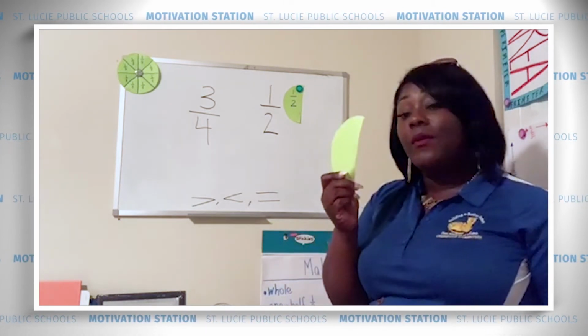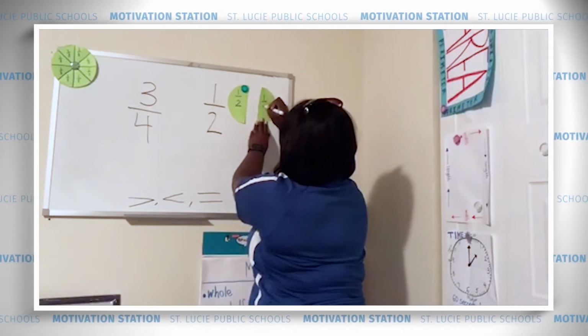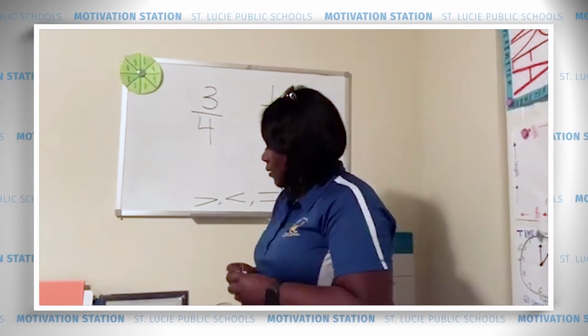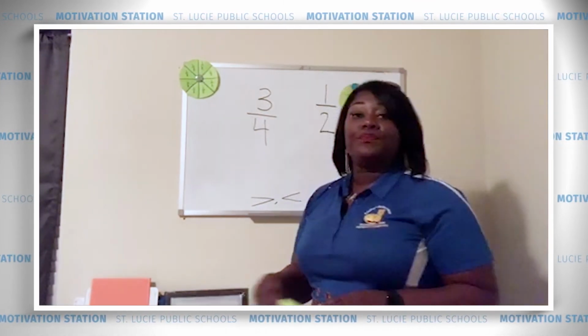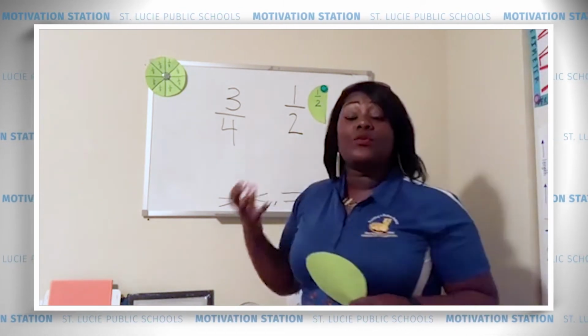So we're going to take the other 1/2. I'm going to label it, and I will put it aside for now. So, how do we take the other fraction circle and use it to represent 3/4?